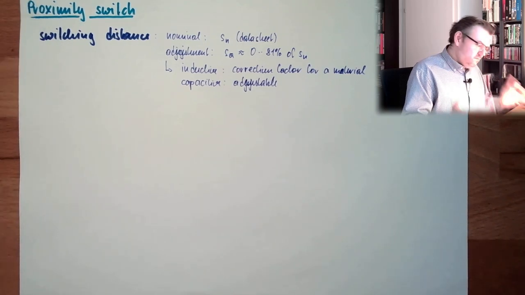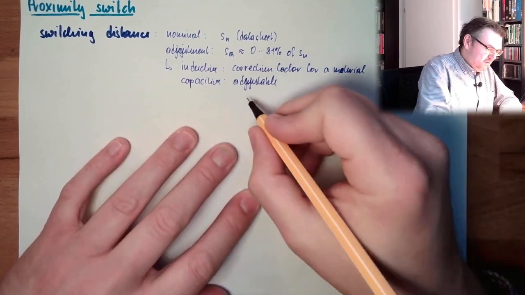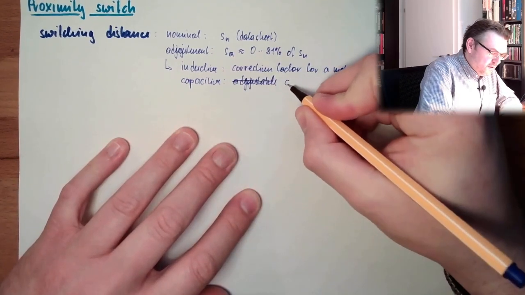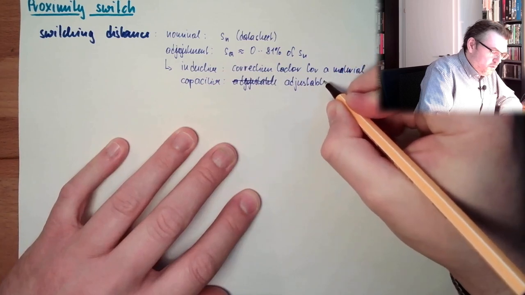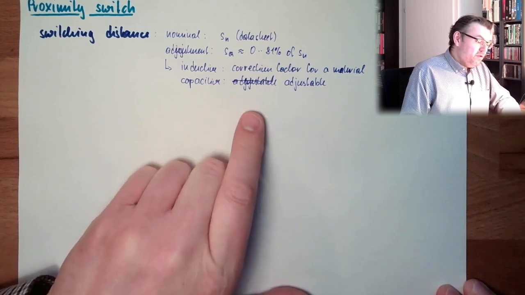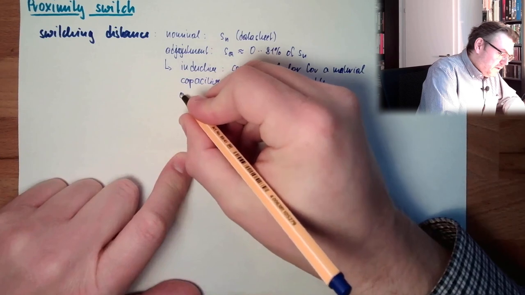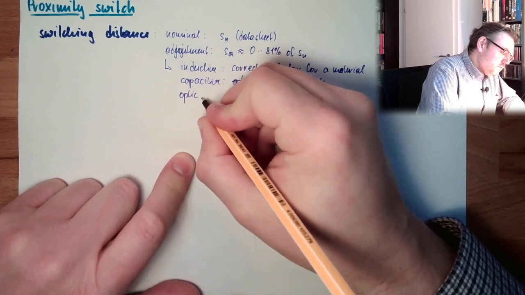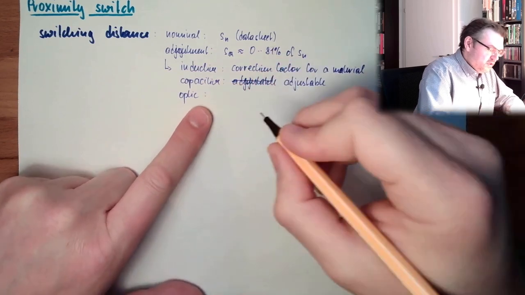Adjustable. This sounds better than it is. We will see when we're talking about capacitive proximity switches. And on optic proximity switches, it's also adjustable.